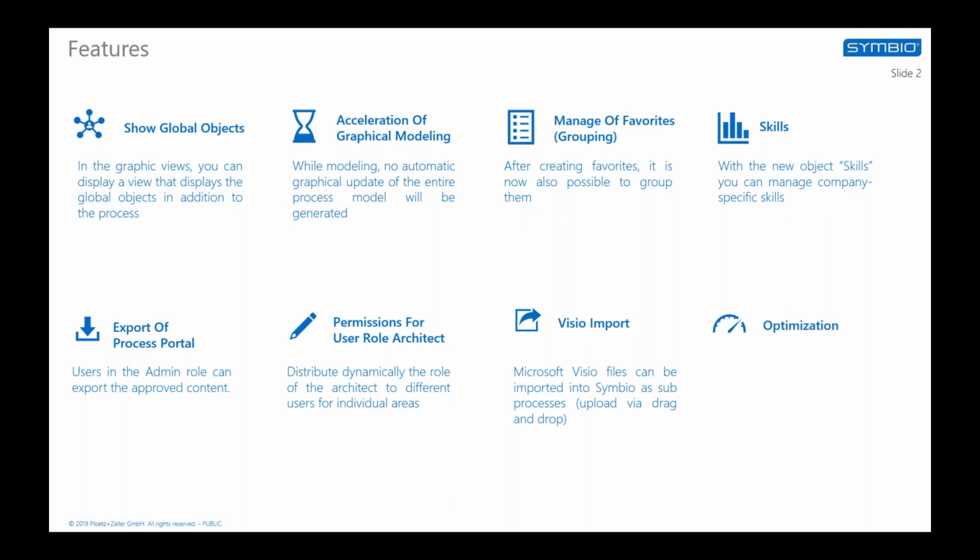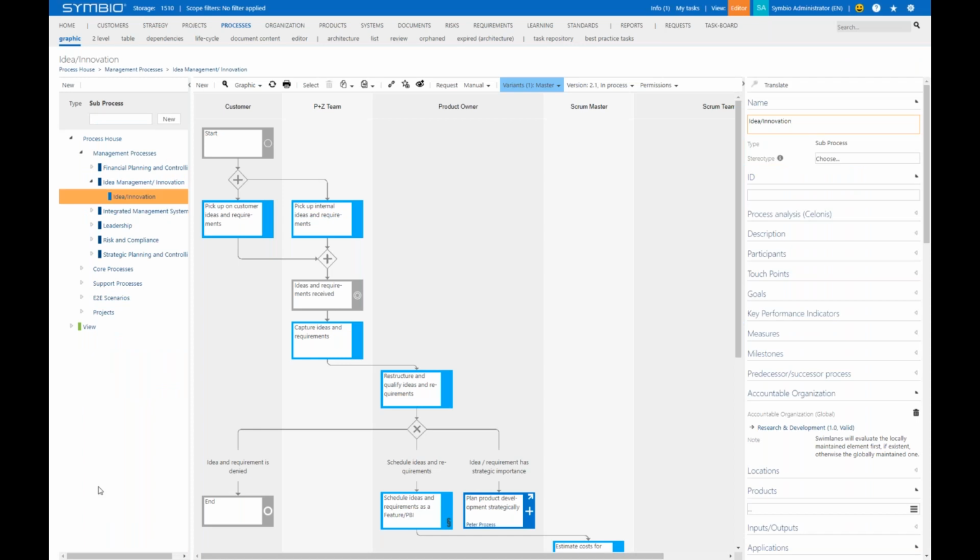We call it the showing of global objects in a process flow. Let's actually jump into the system immediately, showing you the end product of it, and then I'm going to show you how to set it up. So here you see a modeled sub-process in the vertical swim lane view. You're all familiar with that one. And the showing global objects view would be the following one.